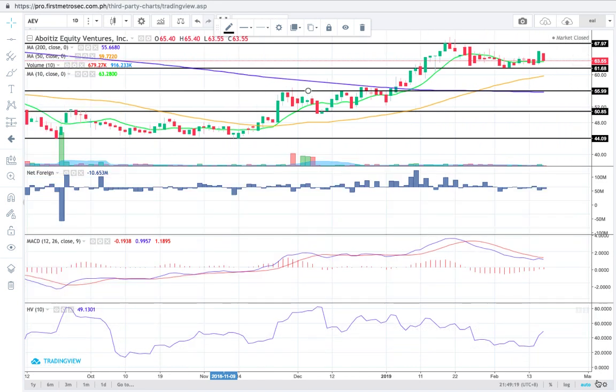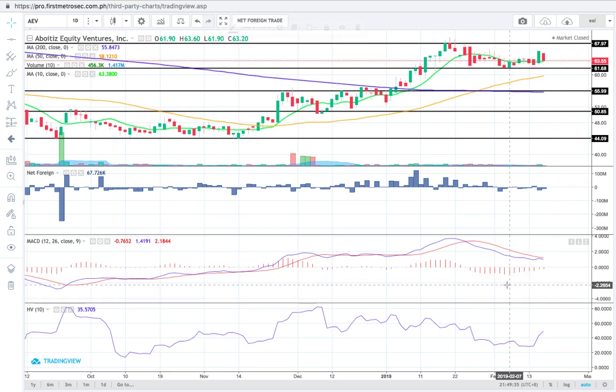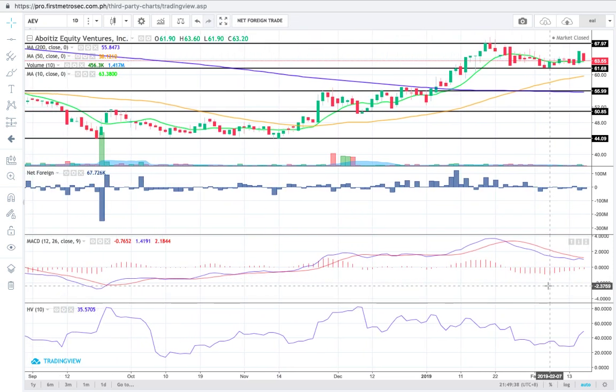Historical volatility. So AEV is a low risk stock. If you are looking for a low risk stock, AEV is one of them because it has a volatility score of 49%. Anything below 50% volatility, I consider a low risk stock. Between 50% and 70%, that's a moderate risk stock. Above 70 up until 100, that's a high risk stock. Above 100, that's an extremely high risk stock, just like what you saw a while back with VLL. So AEV is a low risk stock.